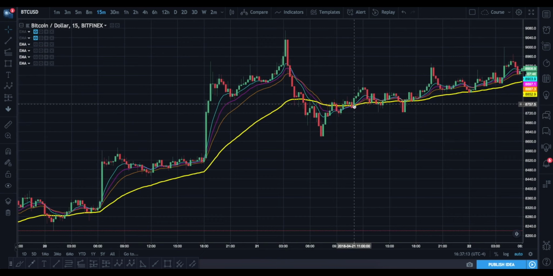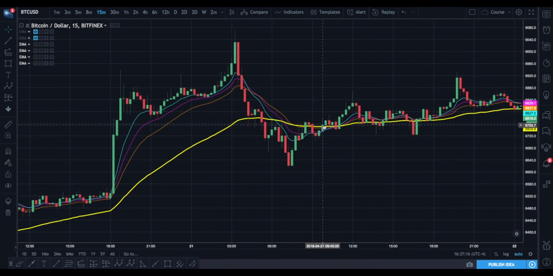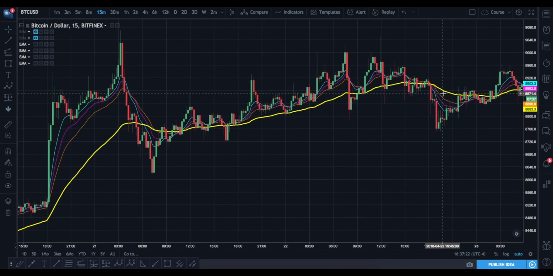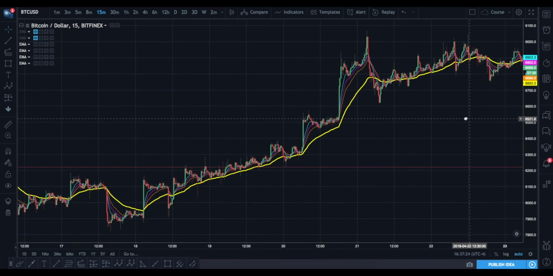I still would not have closed there. Look, the 55 EMA is not clearly on top of all of them at all. So you let it ride. Not closed yet, and you close here. All right, so let's zoom out.